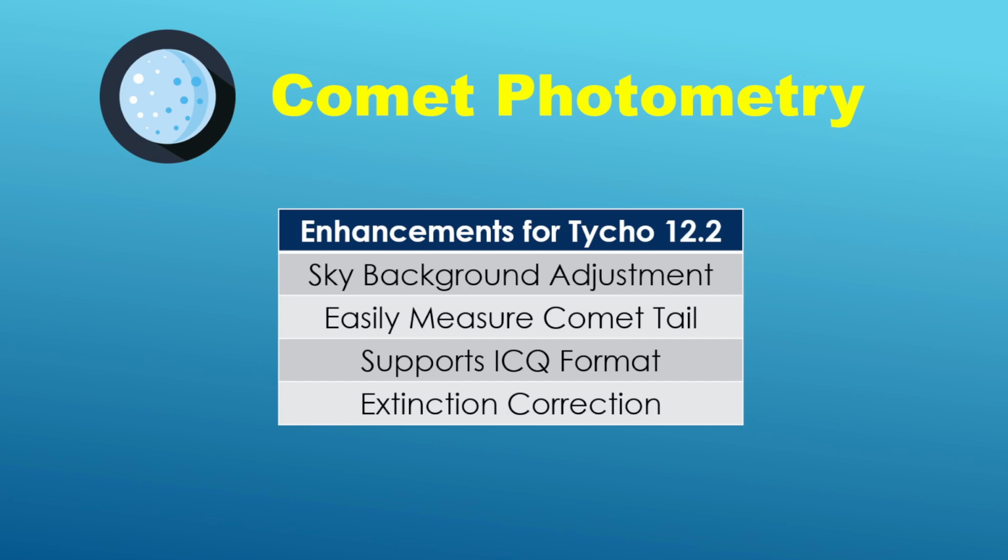So the first enhancement is more control over the sky background. This is one of the main inputs to photometry, how that sky background is computed. Next, we have the ability to easily measure the comet tail information. This would include the tail length and position angle. And now we also have full support for the ICQ format. So I'll go into what that looks like here in a moment as well.